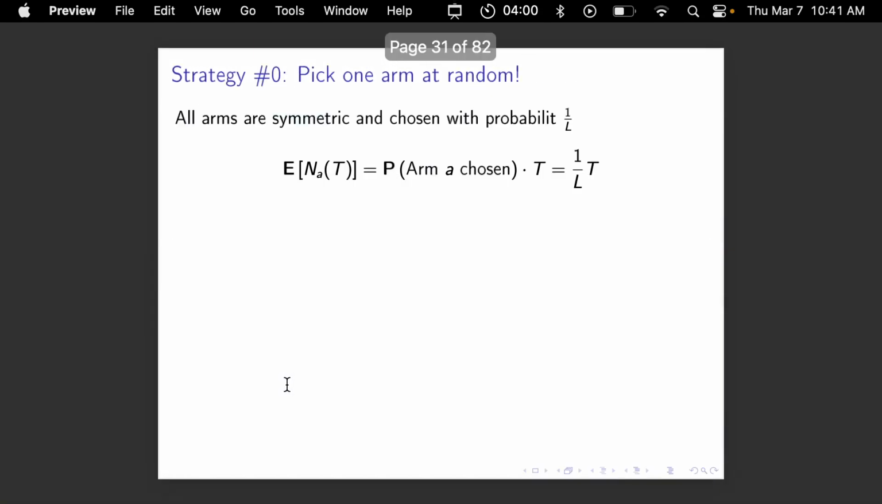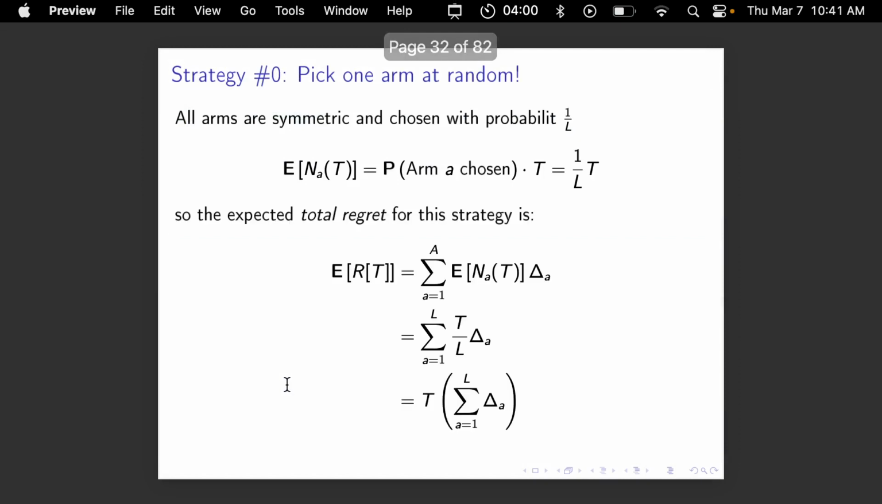Okay, and we're going to start with the strategy. This is strategy number 0: pick an arm at random. This is the one that you guys did. I had you guys do it. Right? So you choose each arm with probability 1 over L.